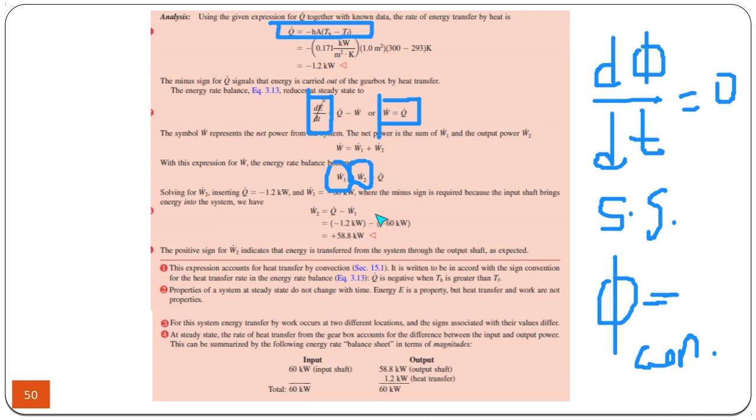As you can see, we have less output work than input work, meaning that the efficiency of the system is not 100%, but less than 100%. You can find the efficiency as output divided by input. So you can calculate the efficiency as 58.8 divided by 60. So you can say that the efficiency of this gearbox is 98%. The reason why we have efficiency less than one is because of the losses. In this case, it's a loss of heat. Sometimes it may be some other loss. So we can say that the mechanical efficiency of this gearbox is 98%.